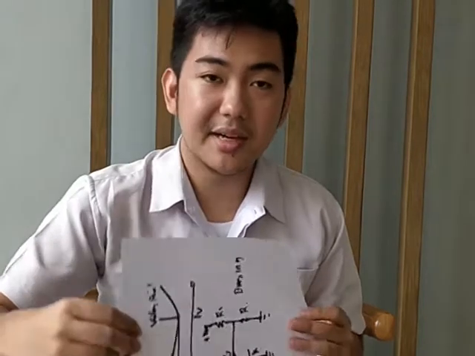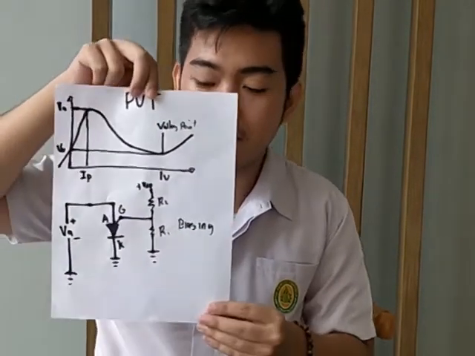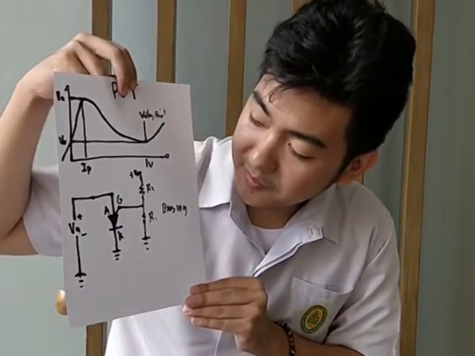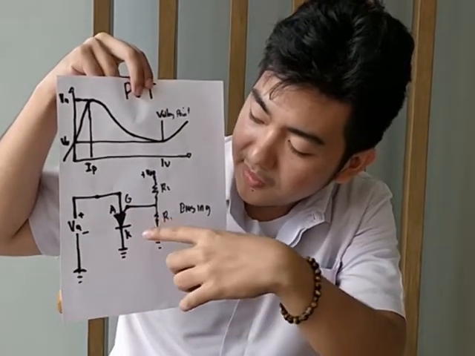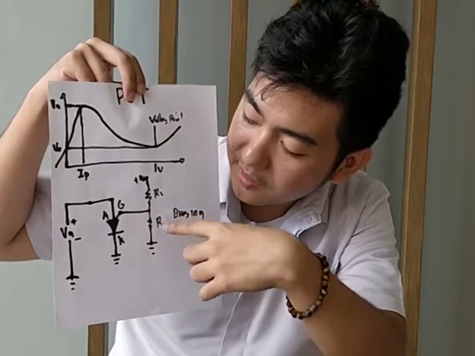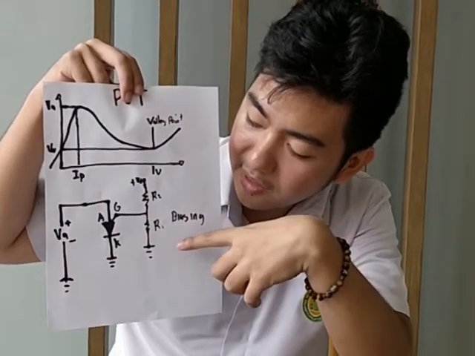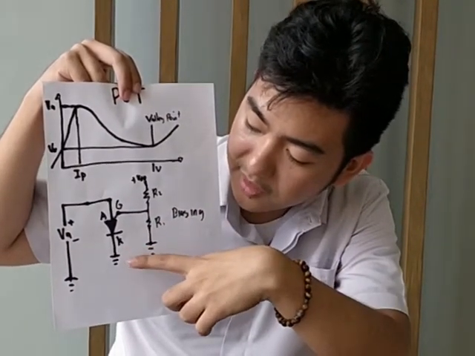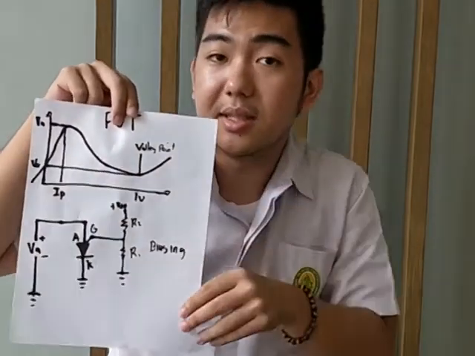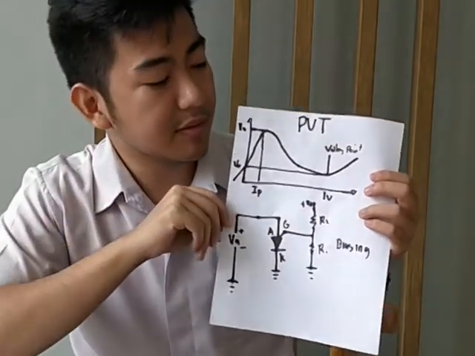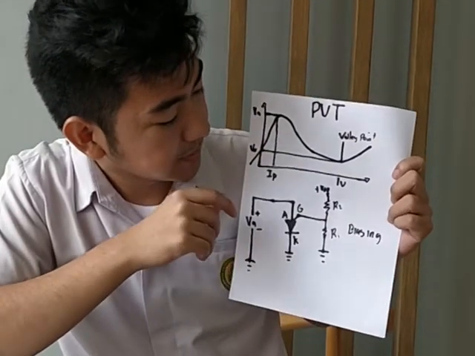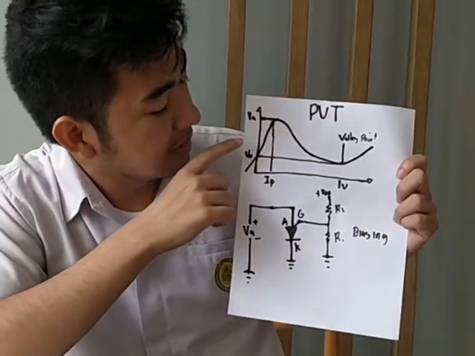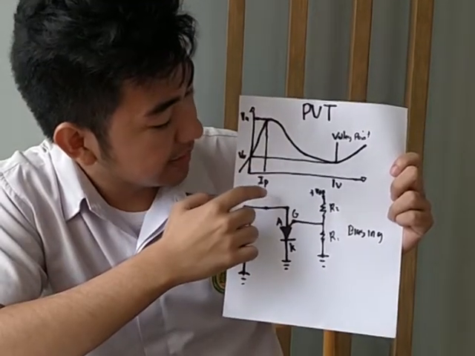Next, I'm gonna show you the characteristics and the biasing of the PUT. The anode is connected to the voltage, and the gate is connected to the voltage divider of R2 and R1, and the cathode is connected to the ground. The characteristics of the PUT is the plot of the voltage of the anode and the current.